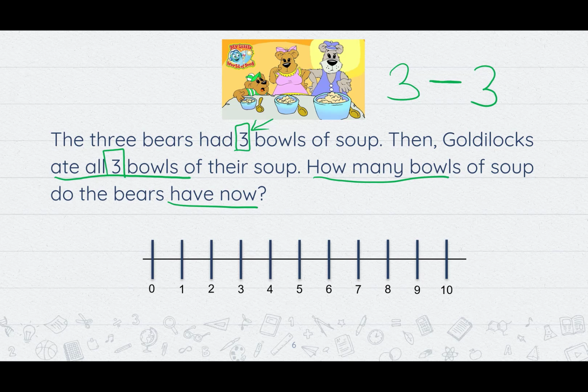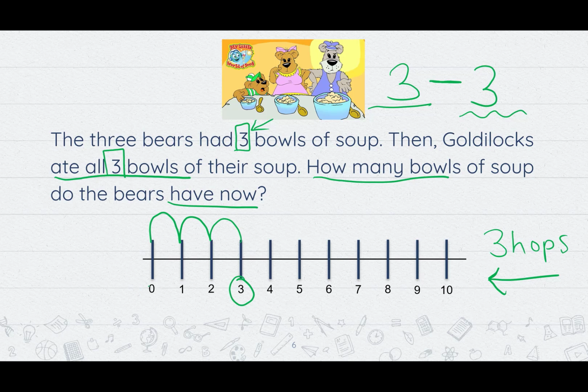And so I'm going to start with 3. I'm going to make 3 hops. And my hops are going to be going in this direction. So I'm going to go 1, 2, 3, and I end up at number 0. So they have 0 bowls of soup now because Goldilocks ate all of their soup. So 0 bowls of soup.